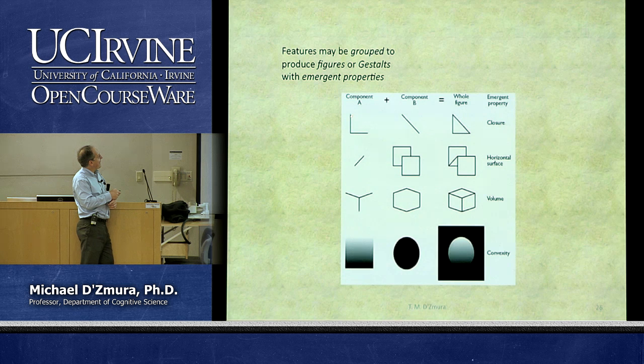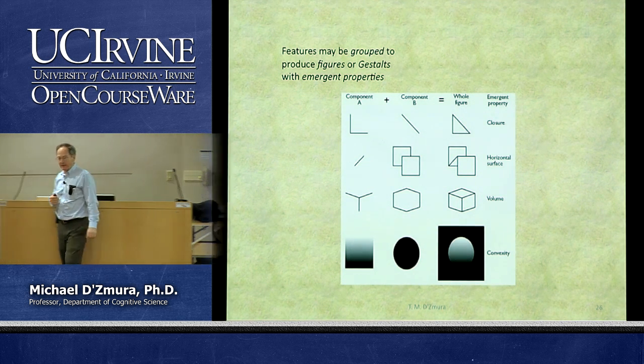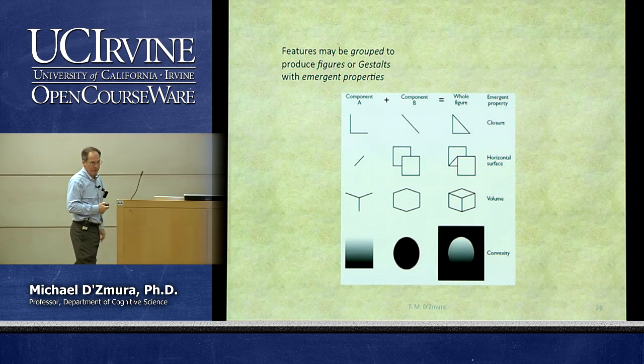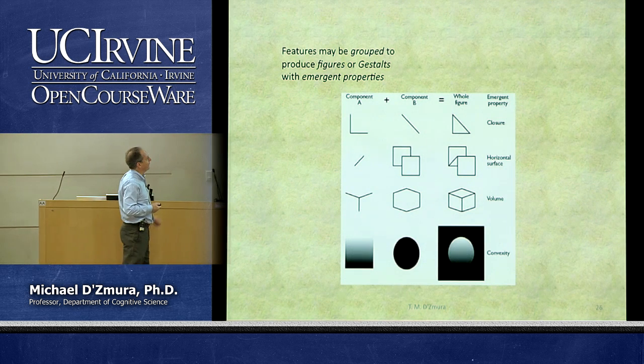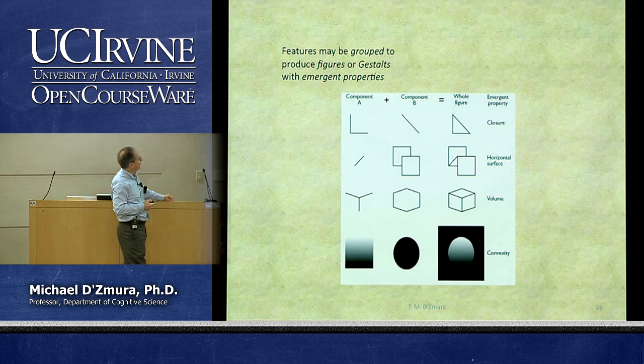Well, let's take component A here on the left, which is an L. Add to it component B here in the middle, that diagonal line segment. Put them together to get this shape, this triangle. We now have an emergent property present in that triangle, but not in those two components. And that is the fact that the triangle is a closed shape. So this closure is something that emerges from the composition of those two elements, the creation of the triangle.